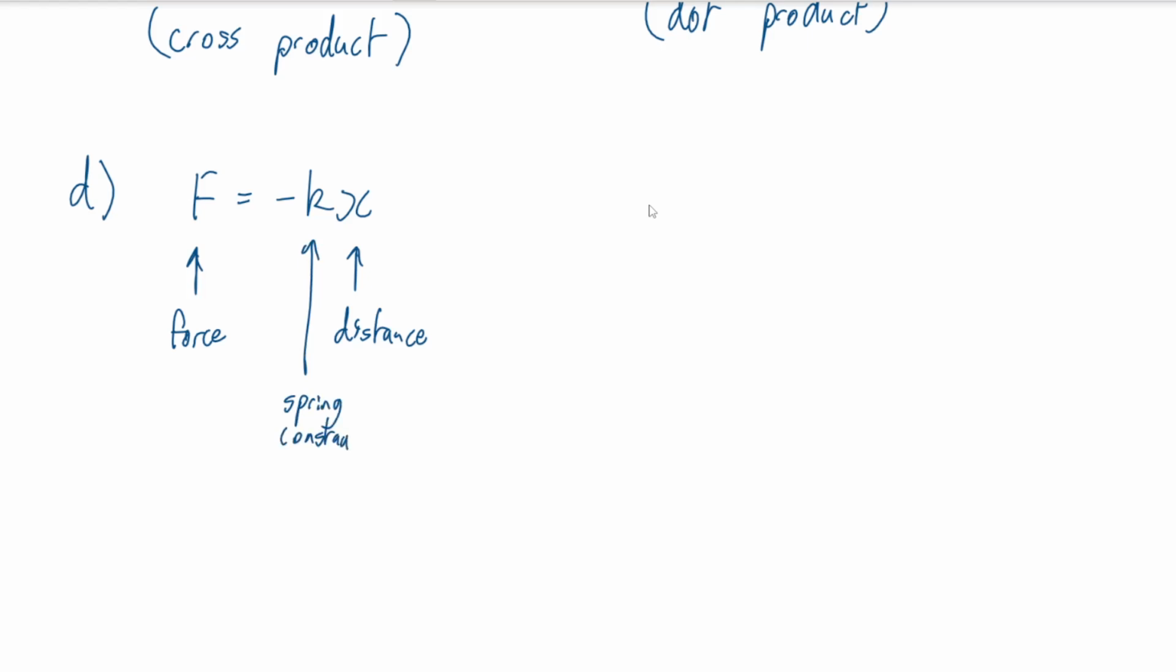Right, you could have soft springs that are very easily stretched, they require little force, or you could have very hard springs that require a lot of force to stretch or compress. But why is there a negative sign? So let's draw a diagram. Beautiful spring.